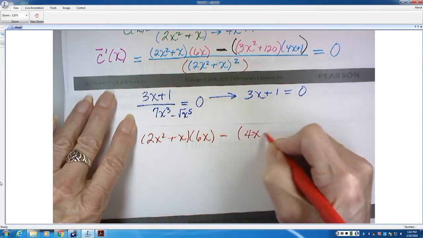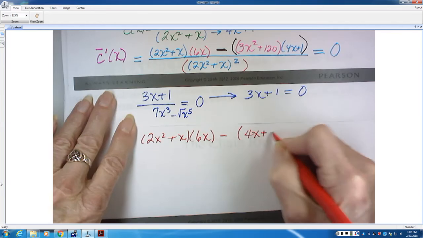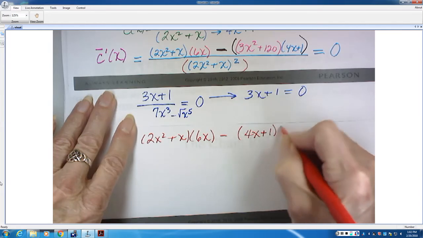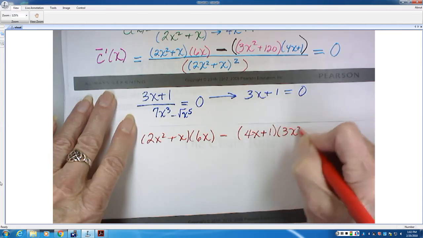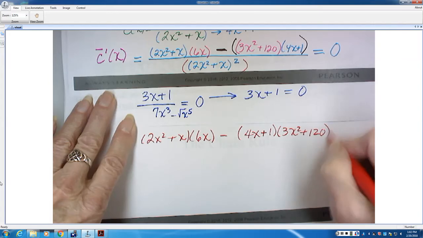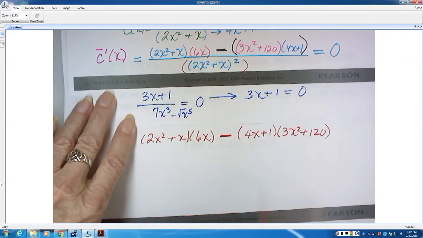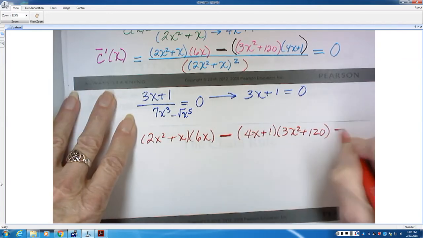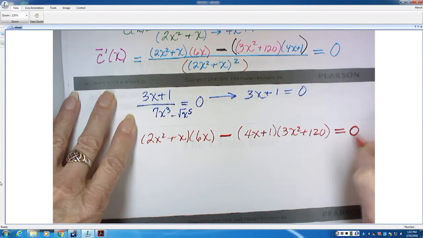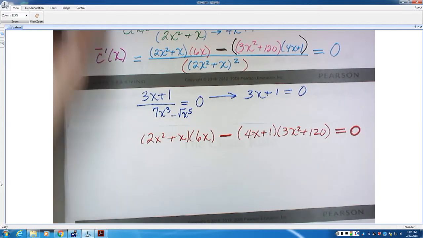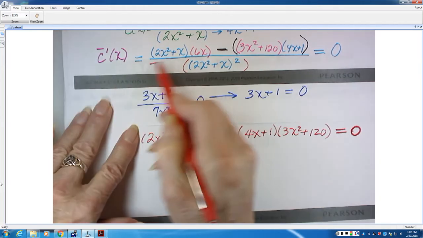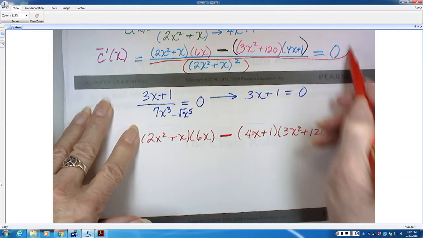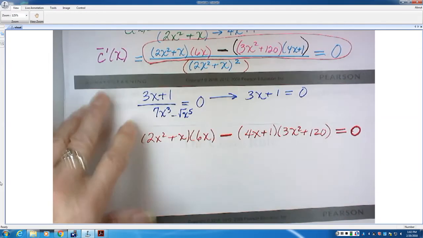What we want is to find out where 2x squared plus x times 6x minus, and I'm just going to turn these around because I started writing them the other way around, 4x plus 1 times 3x squared plus 120. Now remember, that's a subtraction problem. And that's going to be equal to 0. We only care about making that be equal to 0.